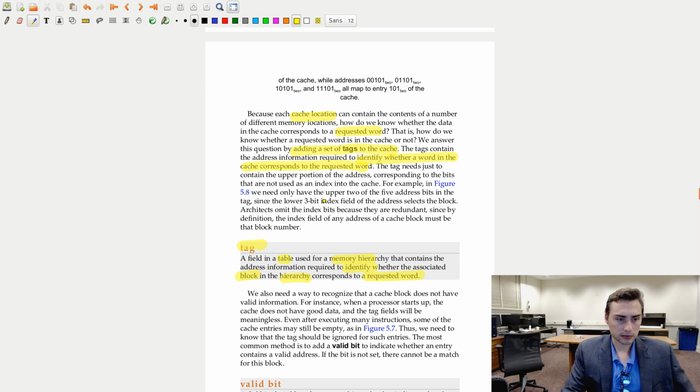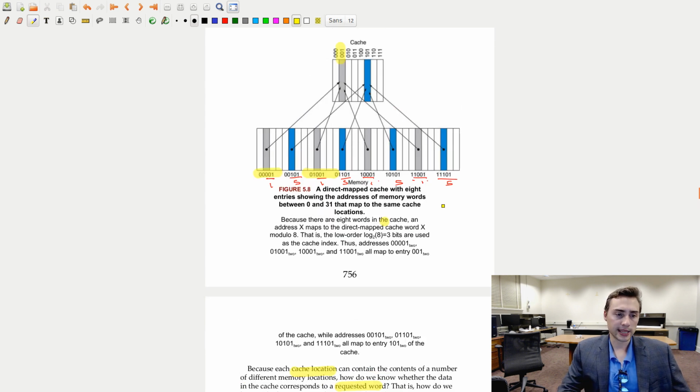Well, I guess it doesn't. So for example, in figure 5.8, we need only have the upper 2 of the 5 address bits in the tag, since the lower 3 index field of the address selects the block. So in this case, if we have 5 bits for this address, let's go ahead and write this out.